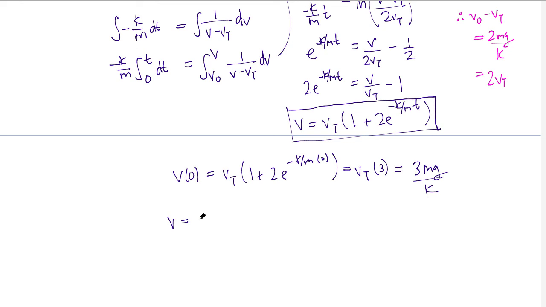So if we really wanted an equation for v in terms of all of the constants given, we should have mg over k times 1 plus 2e to the negative k over m times t. So this is really our final answer.